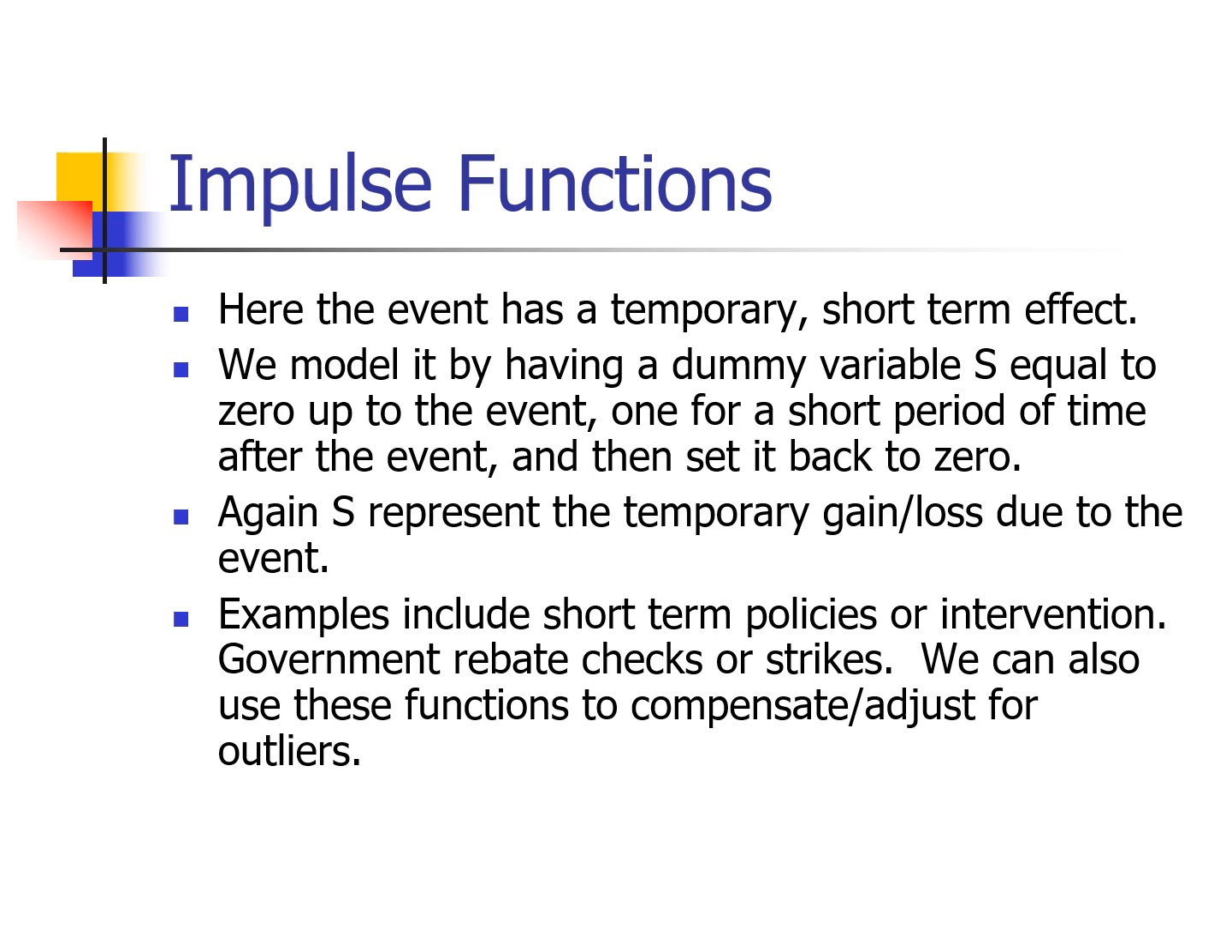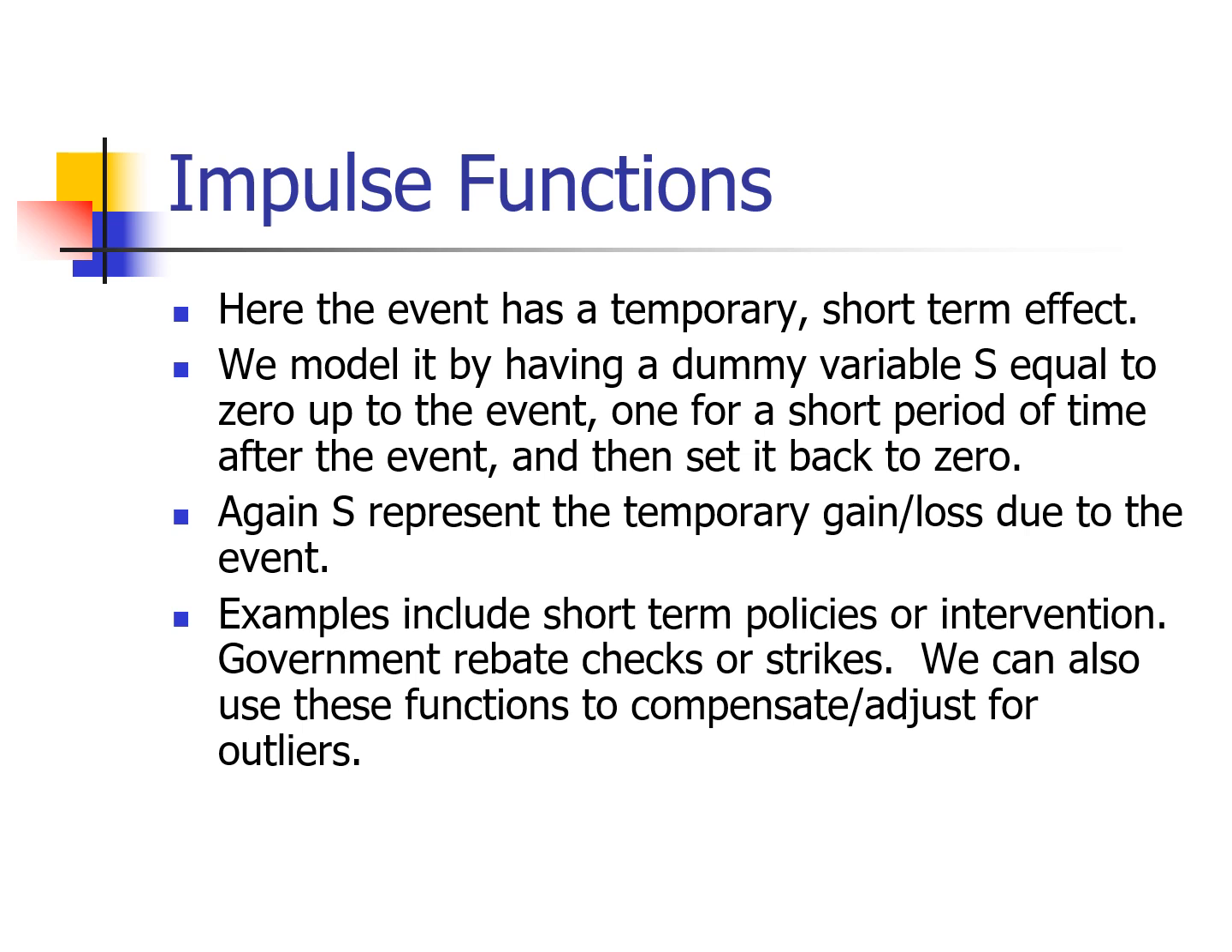Impulse functions are where we have a temporary short-term effect, and we model this with a dummy variable that's equal to 0 up to the event, 1 for some period of time, and then 0 from that point on. So instead of being 1 all the way to infinity, it's just 1 for some short period of time and then goes back to 0. Here S represents the temporary gain or loss due to the event.